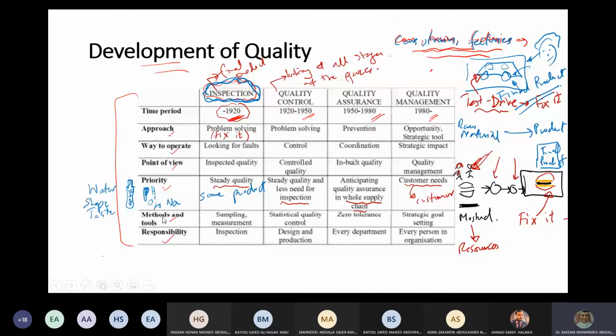Okay, so let's go to the next. Methods and tools. So here we can see the word sampling, measurement. Sampling means you're taking a small sample. And here we have some other stuff. So what do we mean by samples?